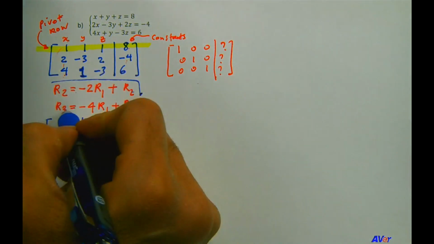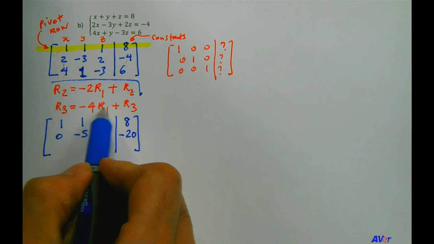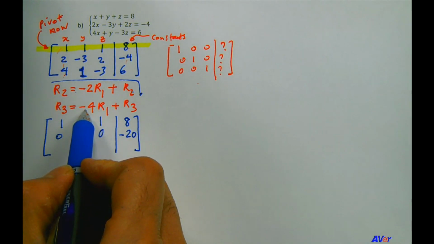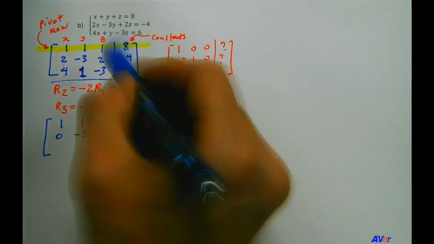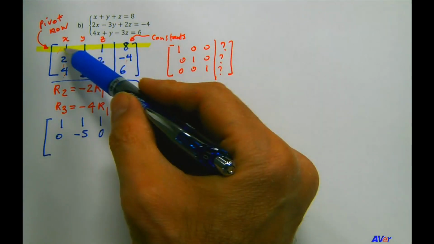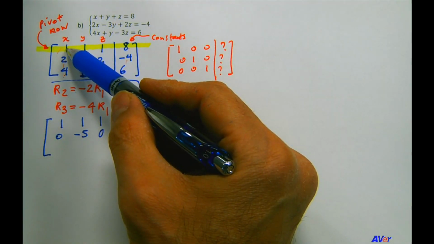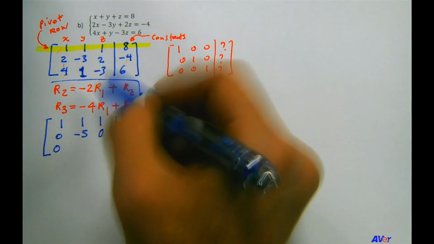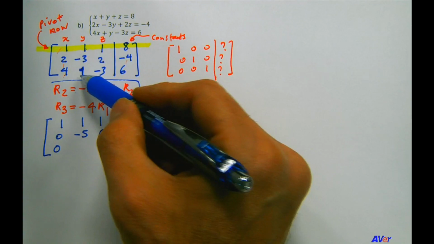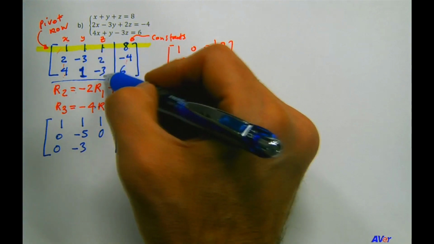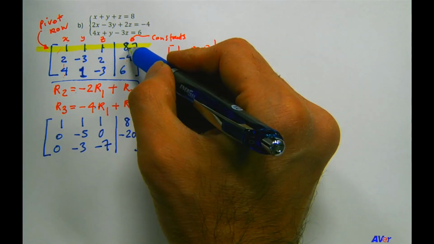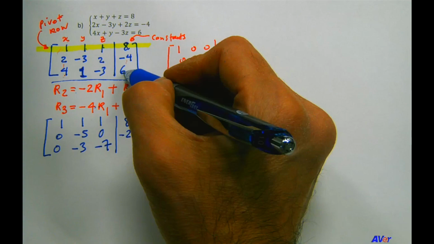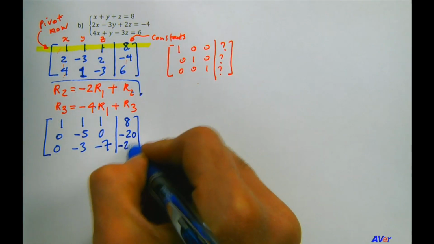How do we get row 3? Okay, this is saying multiply row 1 by negative 4 and then add it to row 3. Okay, so let's do that. Negative 4 times 1 is negative 4 plus 4, 0. Negative 4 times 1 is negative 4 plus 1, negative 3. Negative 4 times 1 is negative 4 plus negative 3, negative 7. Negative 4 times 8 is negative 32 plus positive 6 is minus 26.